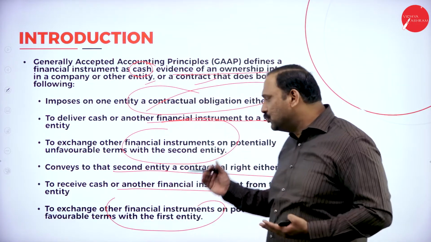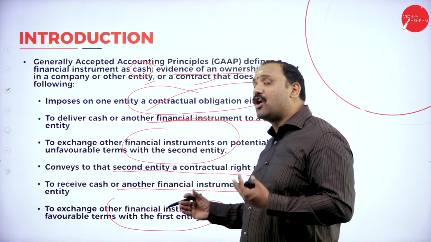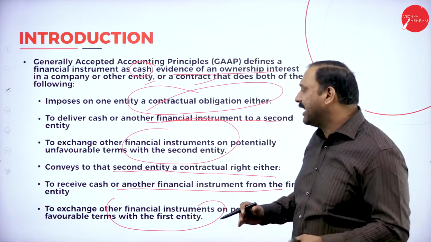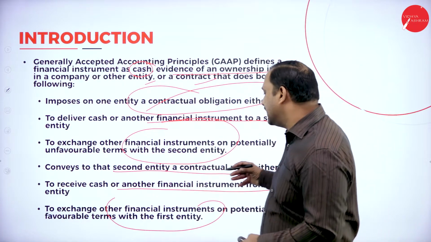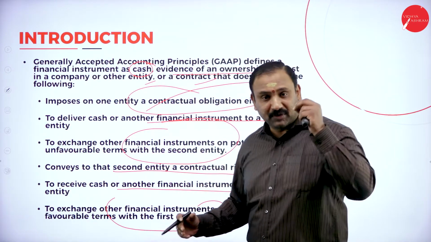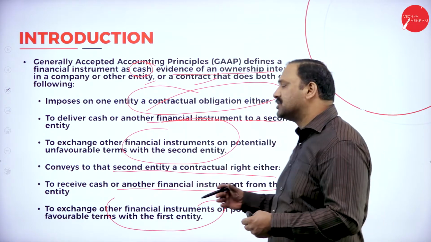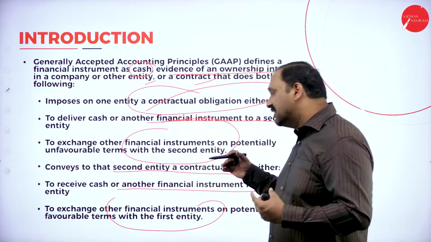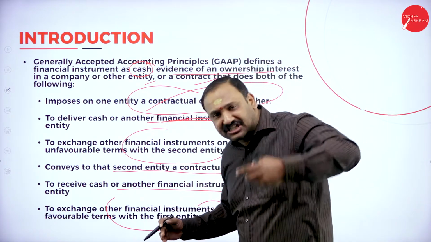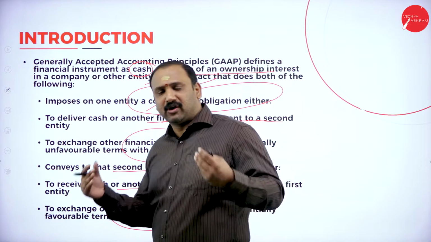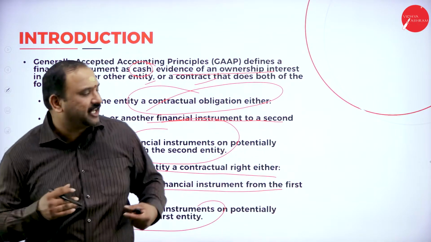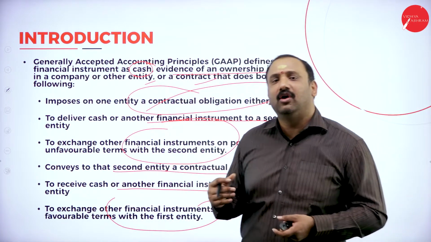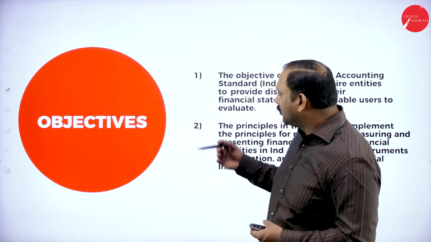And second thing, it conveys to the second entity a contractual right either to receive another financial instrument from the first entity. So that is very, very important. Why? Because we need to receive those factors. We need to understand how it has been recognized. Followed by the exchange factors: how much instrument, what are all the factors that we are exchanging in return in terms of the financial transaction altogether.